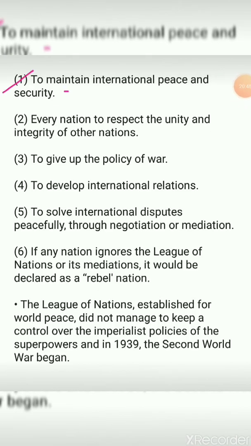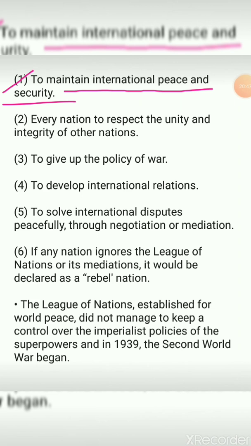First, to maintain international peace and security. What was the main aim of the League of Nations? To maintain international peace and security. Second, every nation to respect the unity and integrity of the nation. Every nation needs to respect the unity and integrity of all the other nations.